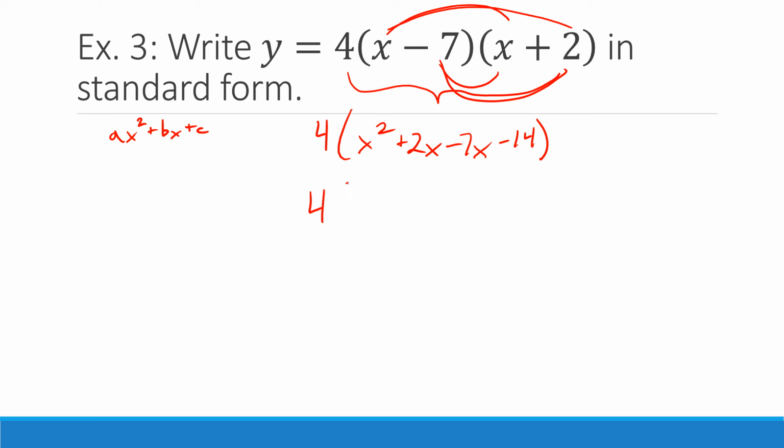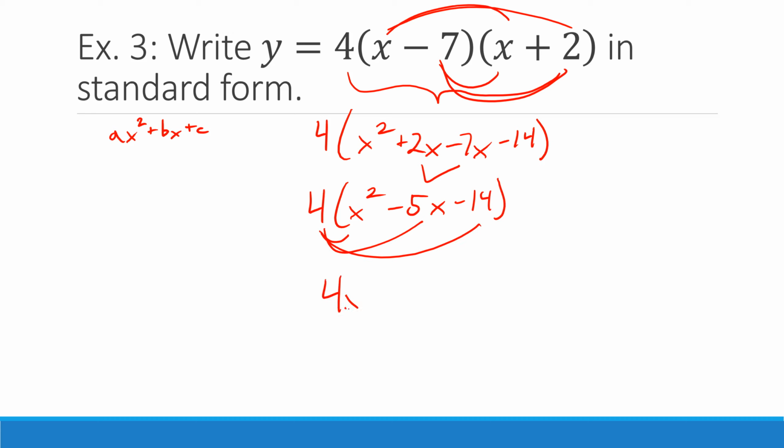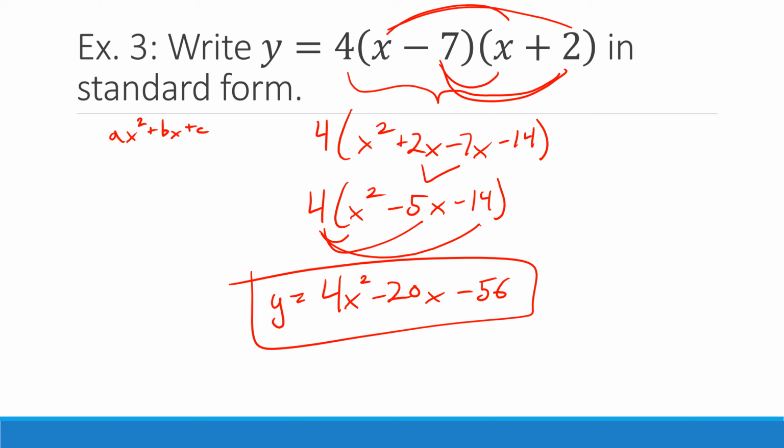Let's combine like terms real quick. So -5, and I have -14, and finally distribute in the 4: 4x squared minus 20x minus 56. That sounds right. So y equals 4x squared minus 20x minus 56. Sorry for the stumble on my mental math. Not everybody can be perfect, but this is the equation in standard form. I just multiplied everything out.